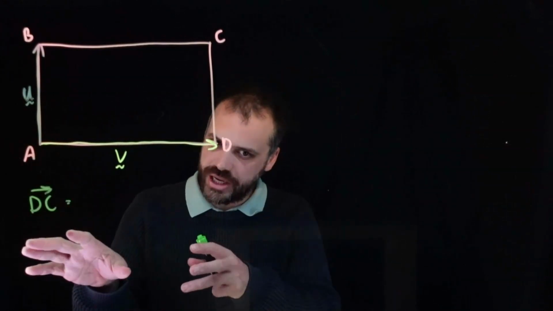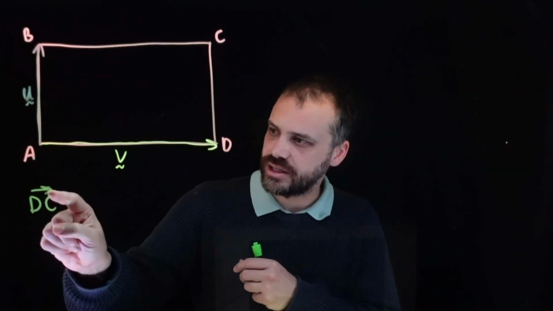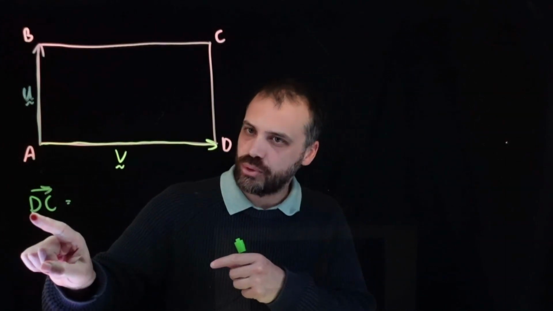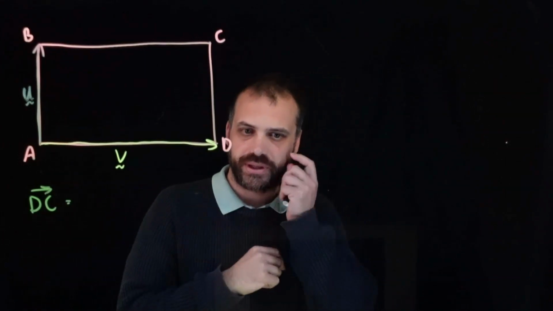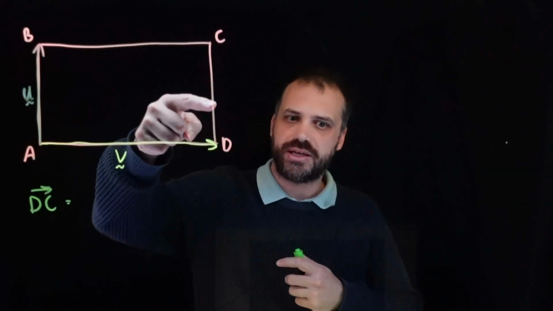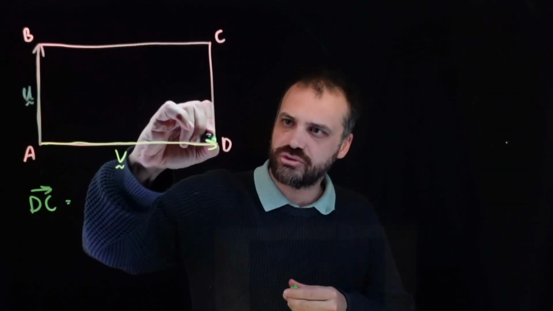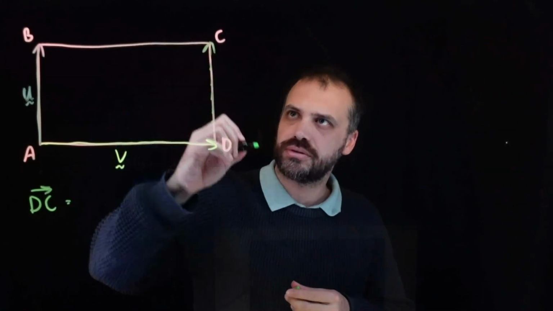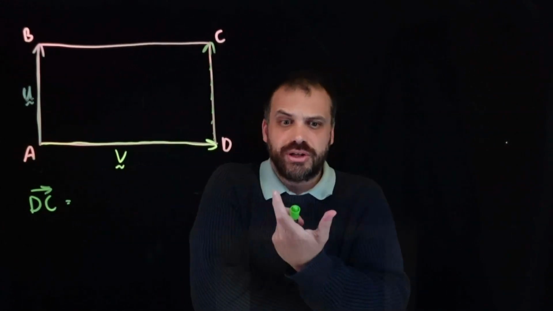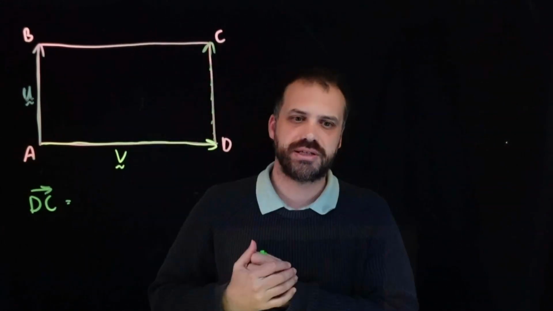So this is new notation. This says, what is the vector joining point D to point C? Okay, so what is this vector here? Okay, let's draw it in. And you might say, it's not labelled. How am I supposed to know what vector DC is?